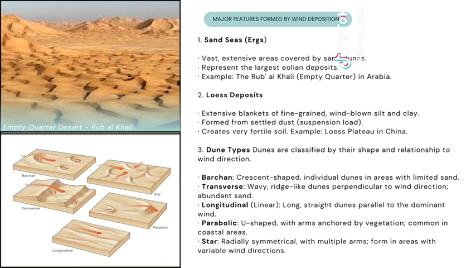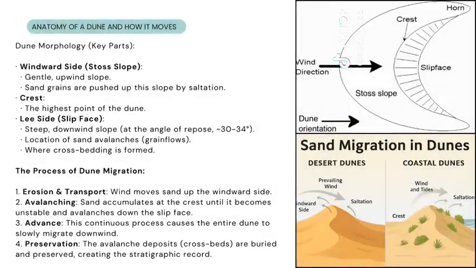Okay, next slide. So we have here the anatomy of a dune and how it moves. First, we have the toe slope, or we can call this the windward side. This is the prevailing wind side and has a gentle slope extending to the crest. So the sand grains are pushed up this slope by saltation. And we have here the crest, the highest point of the dune.